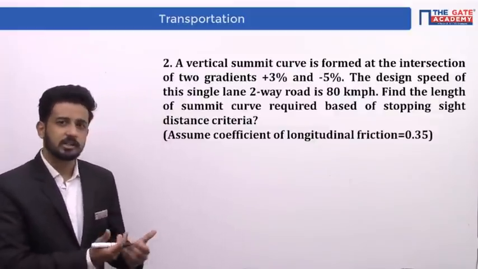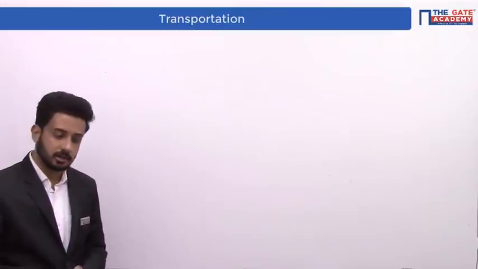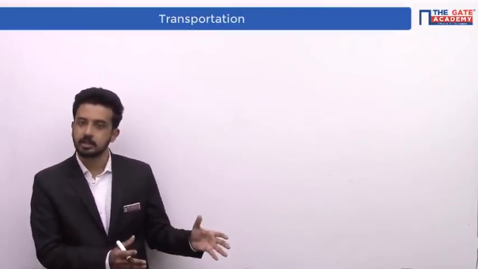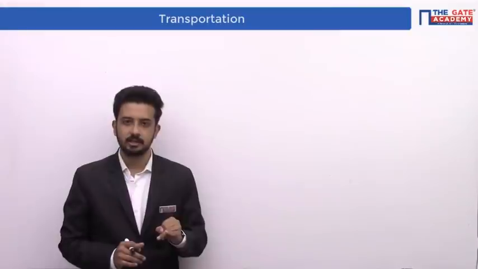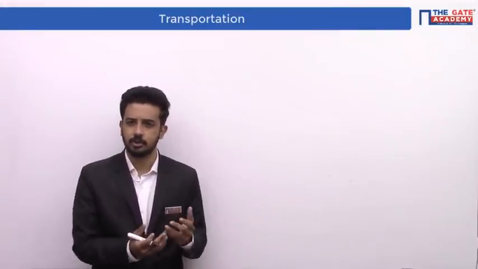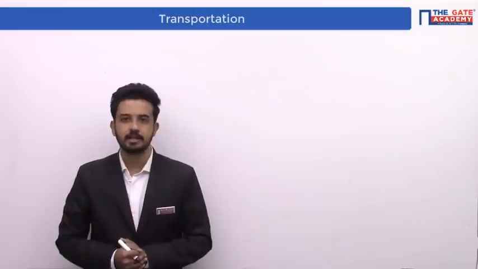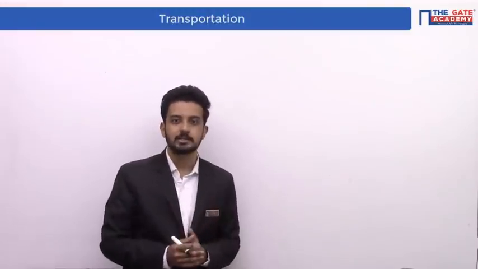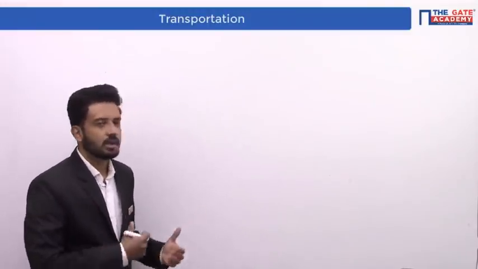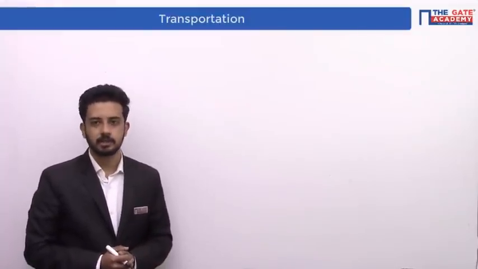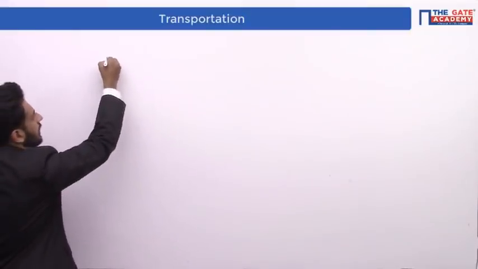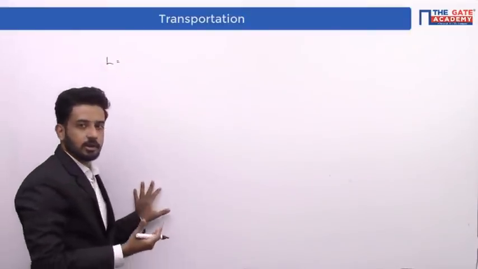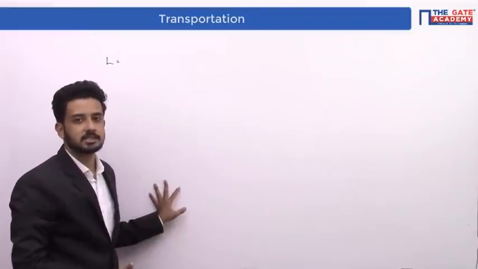Correct. So what are the design criteria for summit curve? The design criteria is sight distance. The sight distance can be either stopping sight distance or overtaking sight distance. Overtaking sight distance, if we can't provide that, intermediate sight distance also. Okay. So based on the sight distance only, we are finding the length of summit curve. Correct. So what is the equation for finding out the length of summit curve for our stopping sight distance criteria?